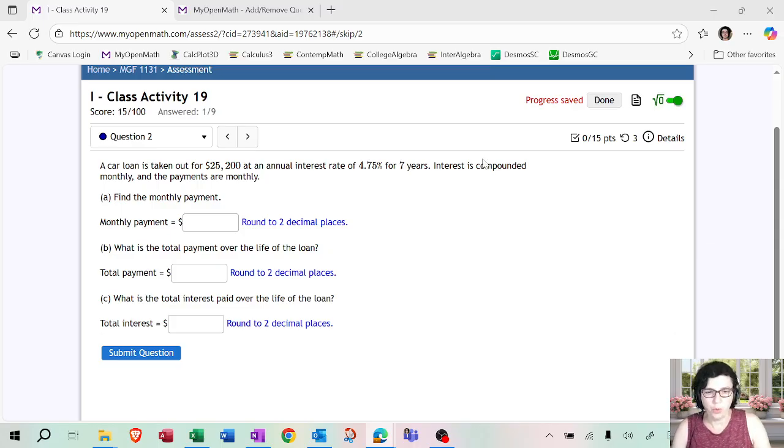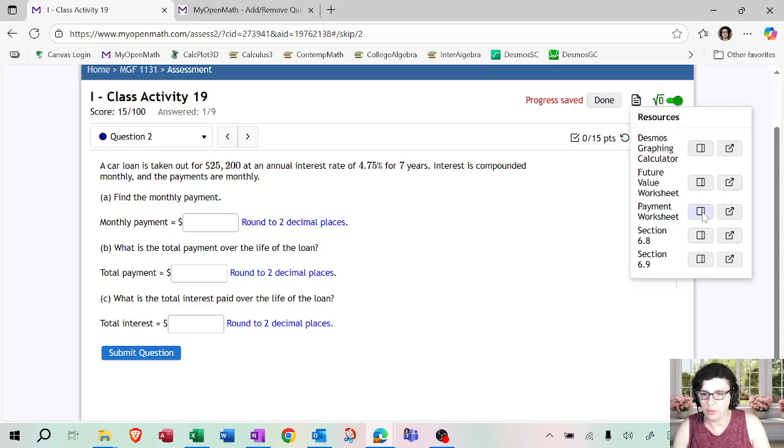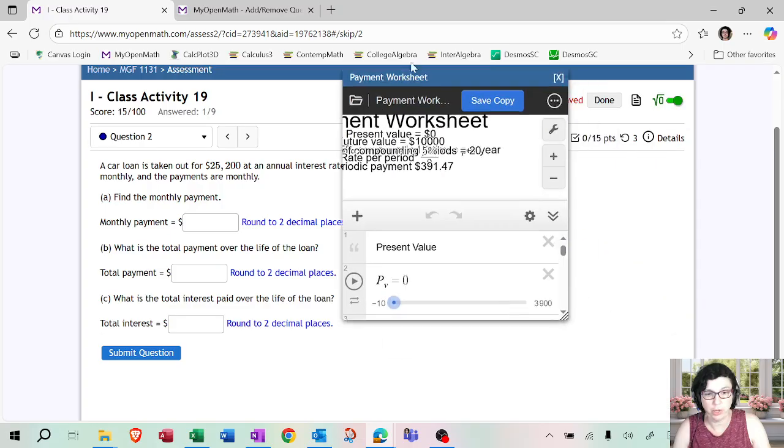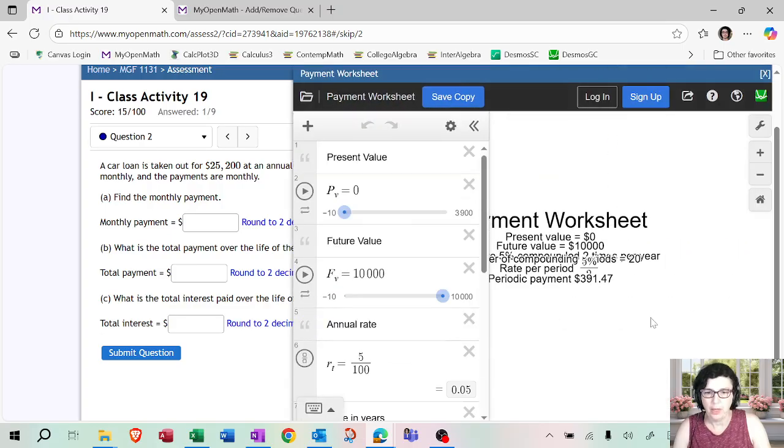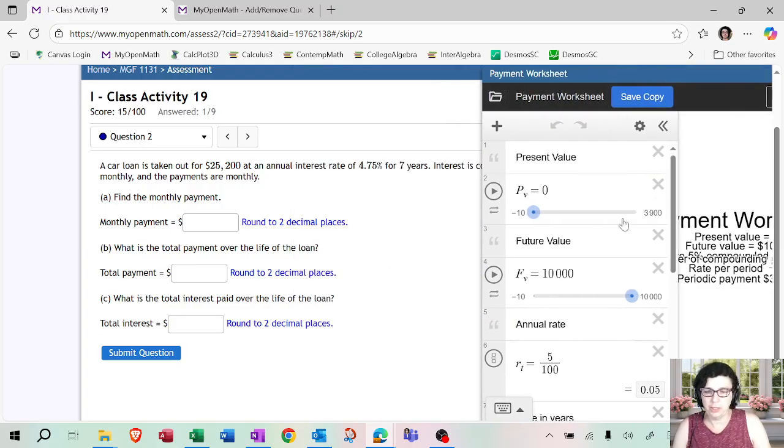Okay. So we are using the worksheet called payment. I've got this worksheet right here because we are trying to find the monthly payment. Now, here there is something that is going to be very important. Every time you are dealing with a question that's talking about loans, not saving for a future expense, also sometimes called a sinking fund, this is not a sinking fund. This is a car loan.